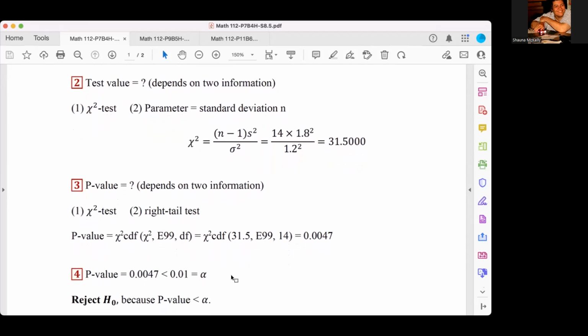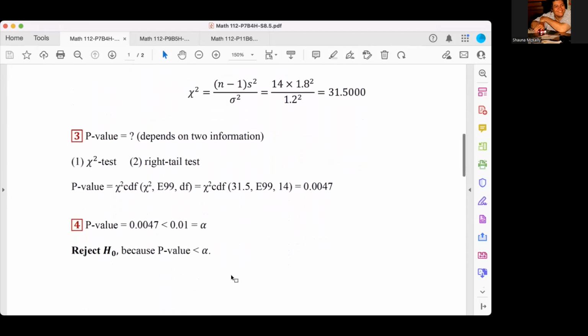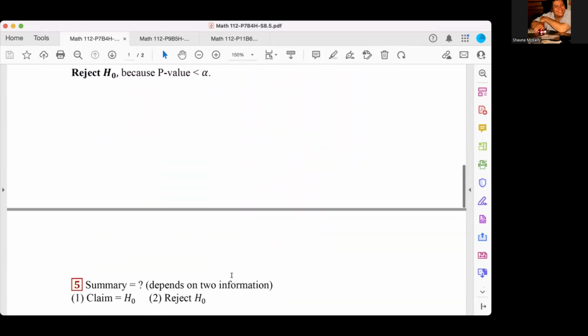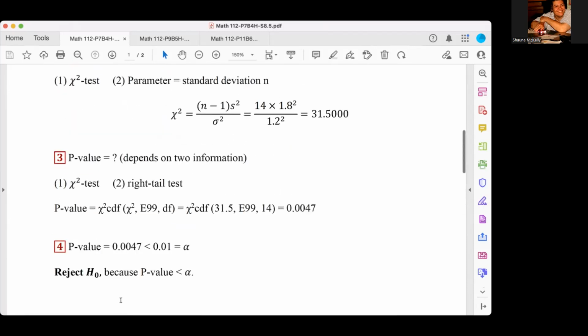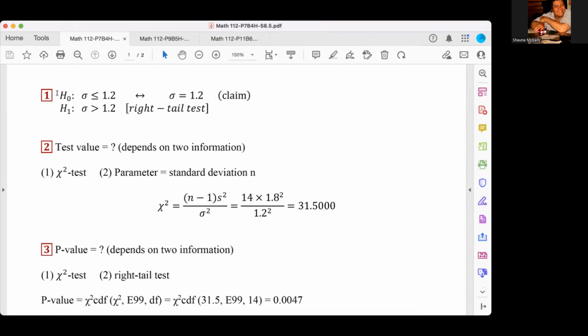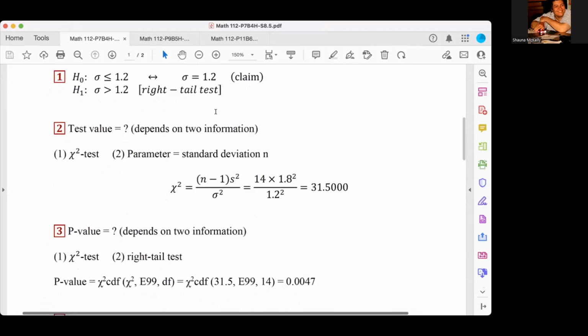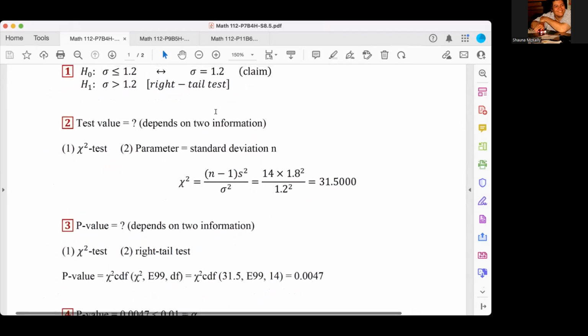Now, step 5, do our summary. I gave you a table for your summary. Your summary depends on what your claim is. From step 1, we know that our claim is H0. That's why I want you to write next to H0 or H1 which one is the claim, and next to H1 write what type of tail test you have. You need it for finding the p-value or critical value.